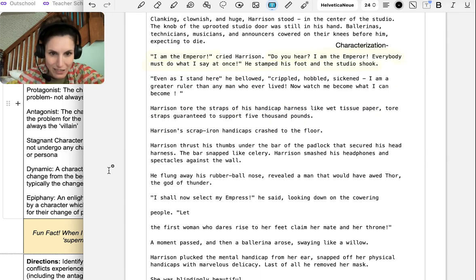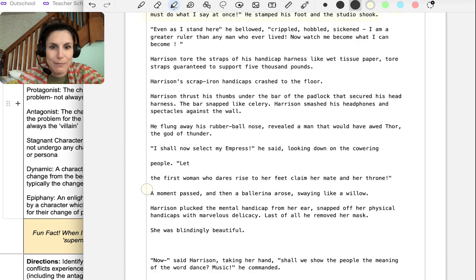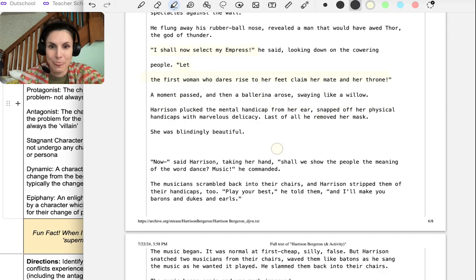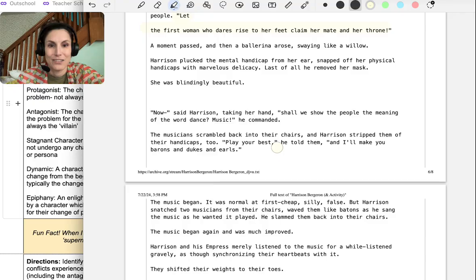And even here, he had said something. He's going to select an empress: "Let the first woman who dares rise to her feet claim her mate and her throne." So one ballerina finds this offer appealing. And then he also is talking about "play me your best." Okay, this is barons, dukes, and earls.